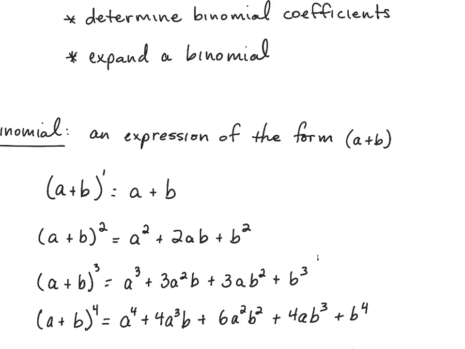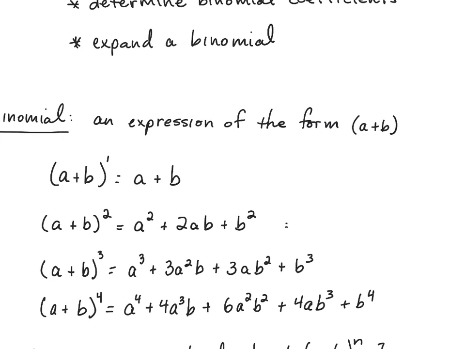Remember, raising a binomial to a power means a plus b times a plus b. And similarly, a plus b cubed means a plus b times a plus b times a plus b. Distributing it all together by hand and expanding it out into a polynomial expression like that. So you can imagine by hand, this takes quite a bit of time.